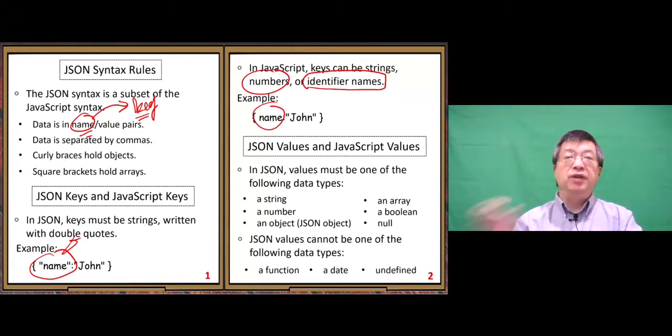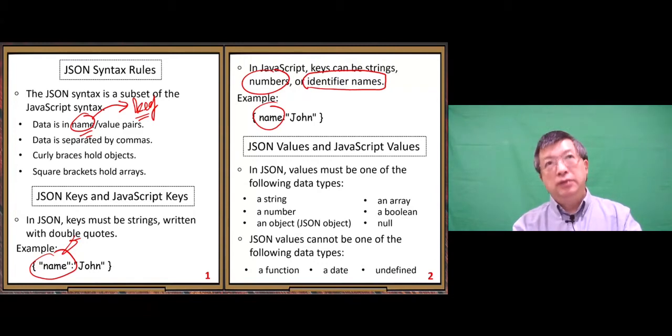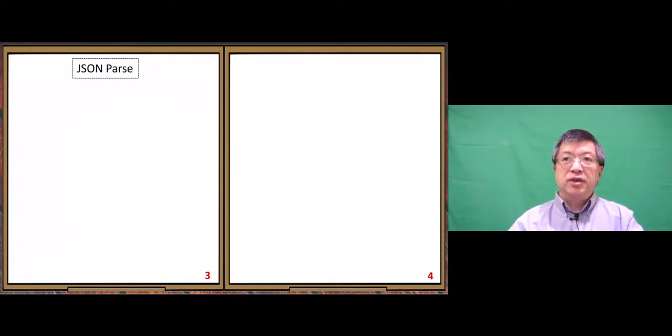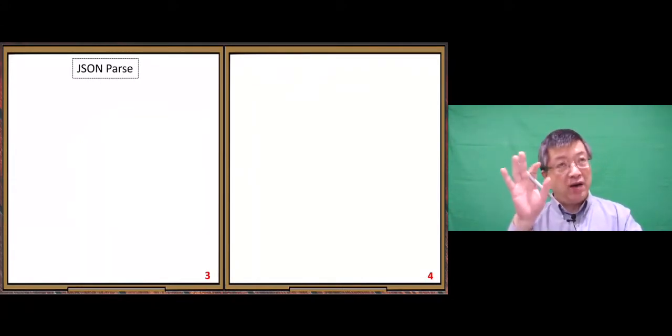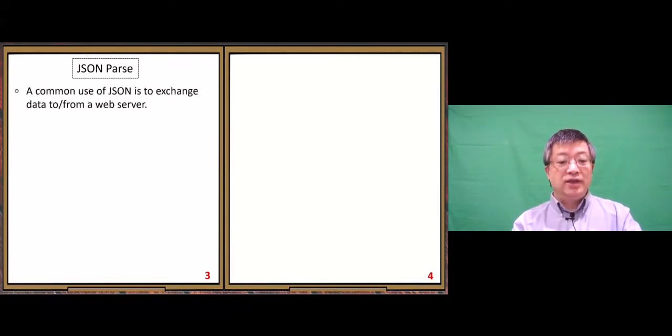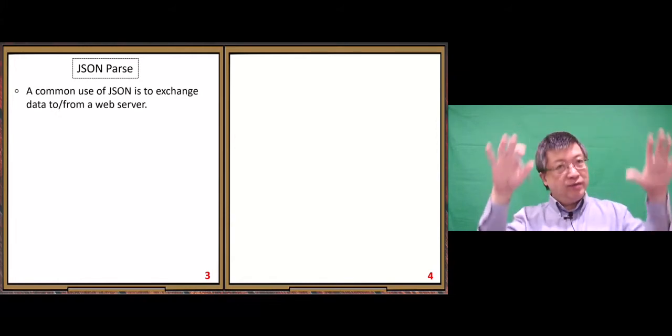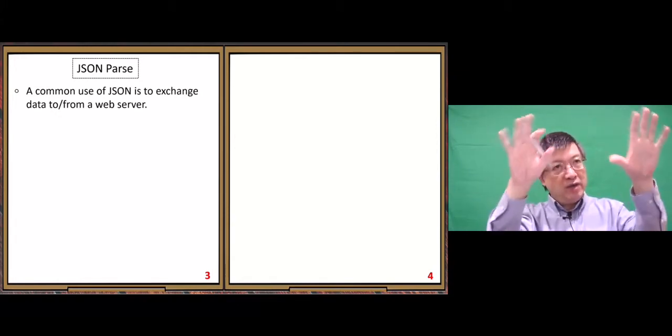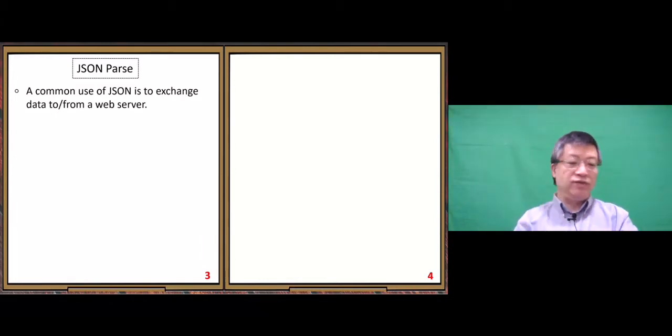Another one, undefined. You cannot use undefined value as any JSON property value. All right. Next, JSON parse. Parse, we saw that before, right? We call the JSON.parse method. So when we need to work in JavaScript, in a browser environment, so we get data, so we do this, JSON parse.